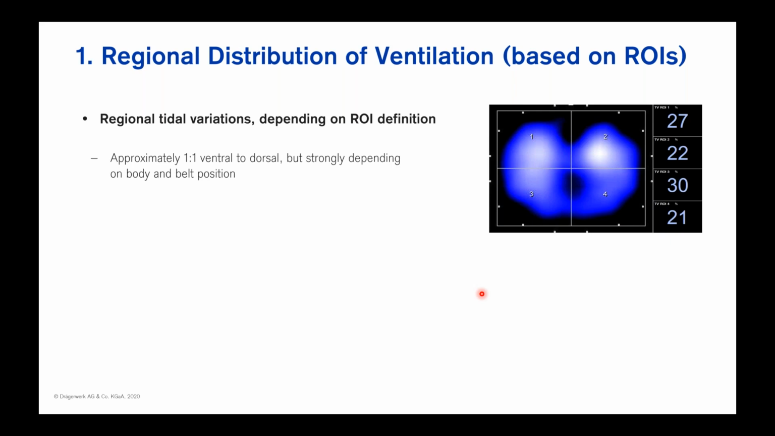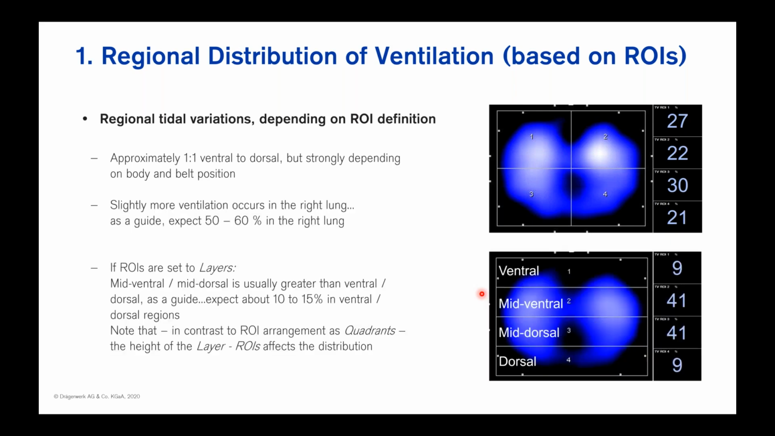If we subdivide our tidal images into layers in order to distinguish between dependent and non-dependent parts of the lung, then we typically should expect around 10% in the ventral part, 10% in the dorsal part, and the rest of the ventilation is typically more or less evenly distributed in the central part of the chest.